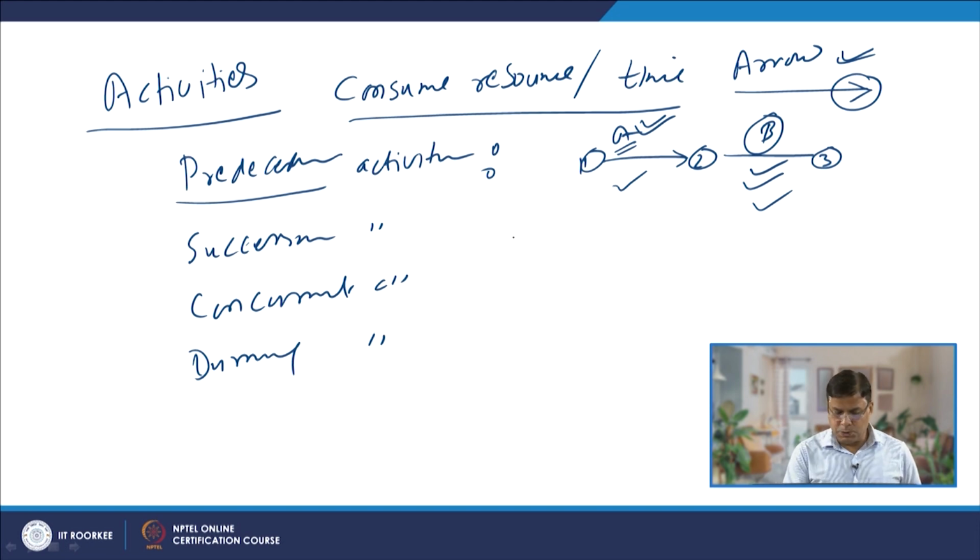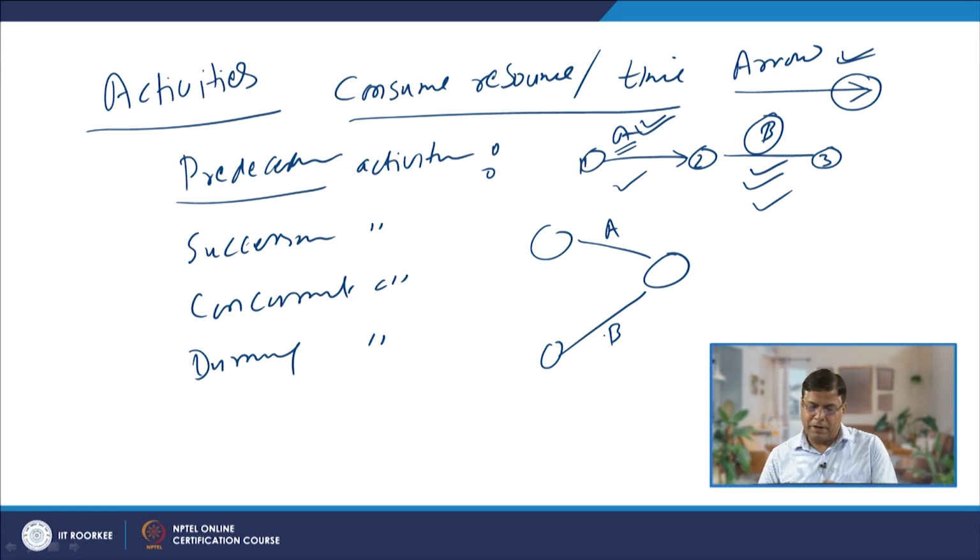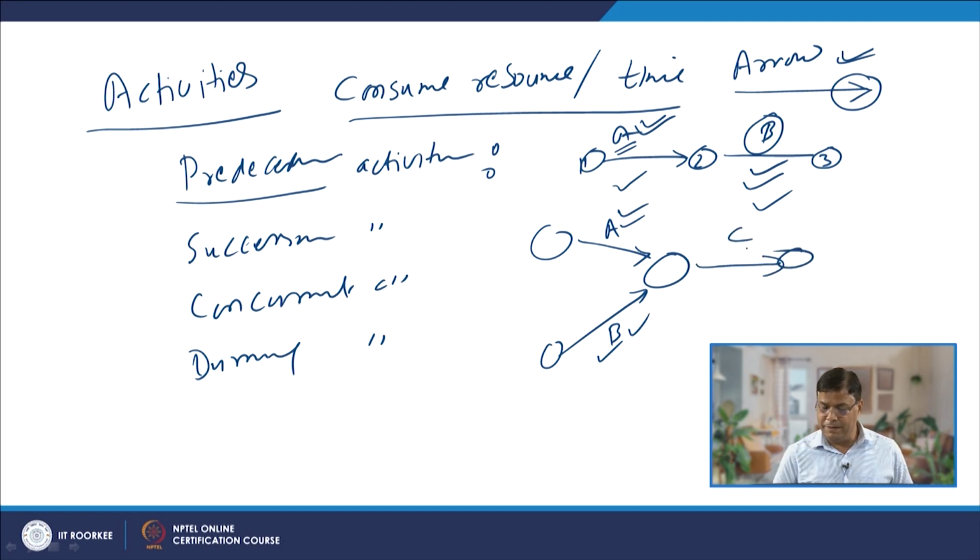When we have a different type of situation, wherein two activities can be done in parallel, like activities A and B that do not have any precedence relationship, in that case activities A and B can both be started at the same time, and they need not follow each other one after another. So, concurrently both can be taken up, and thereafter a third activity C can be started.